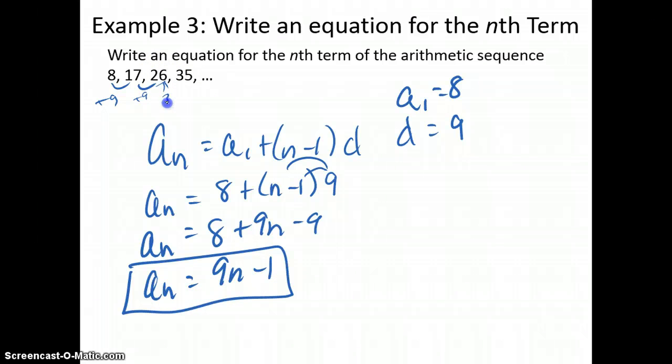Okay, and a great way to check this is to go back through and say, what if I'm trying to find term 3? This is when n is 3. So I take 3 and plug it in, because n is my position. So 3 times 9 is 27, minus 1 is 26, and sure enough, it works. So when you're writing the equation, you should be pretty sure, about 99.9% sure, that this is right.